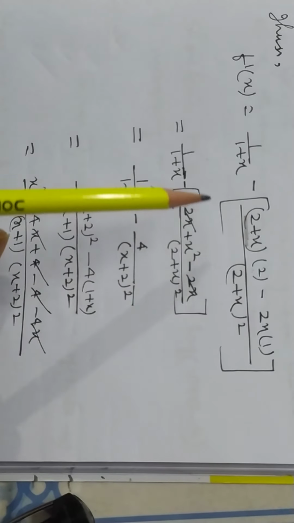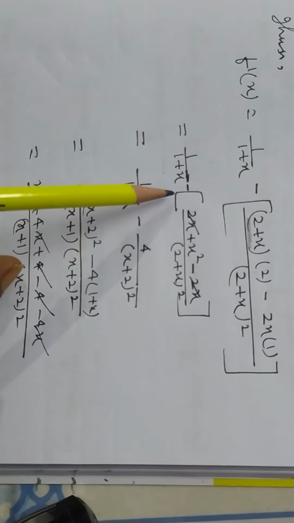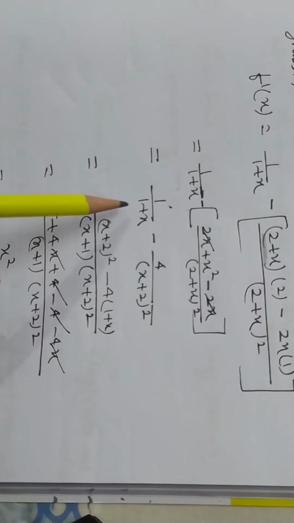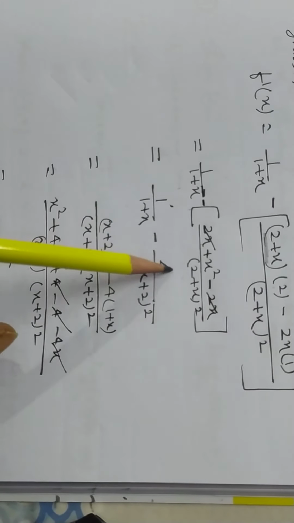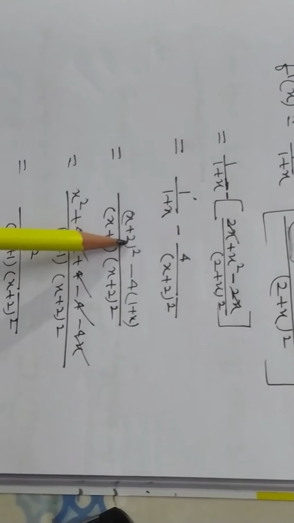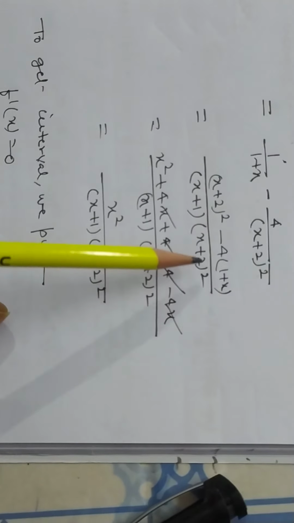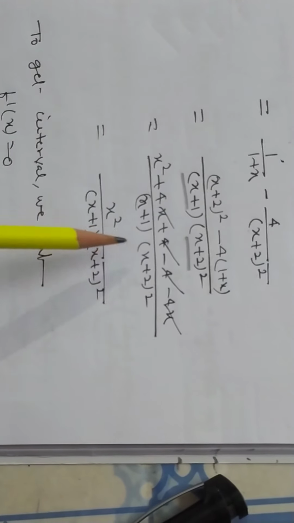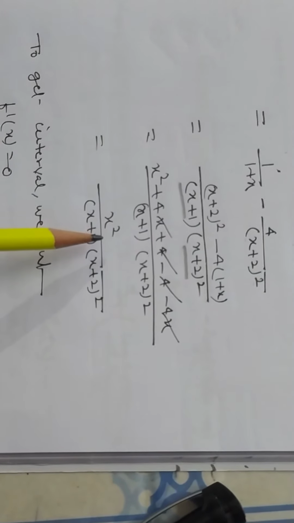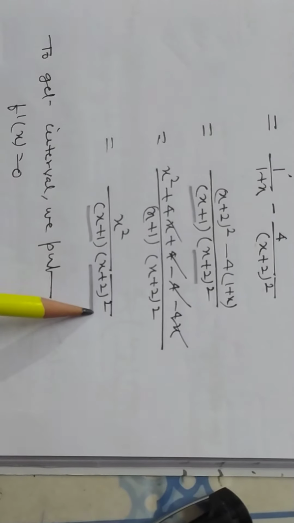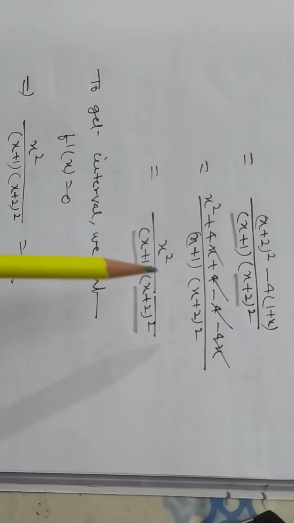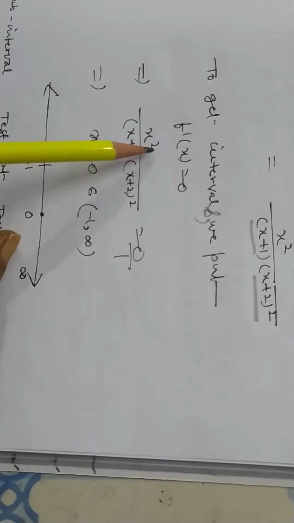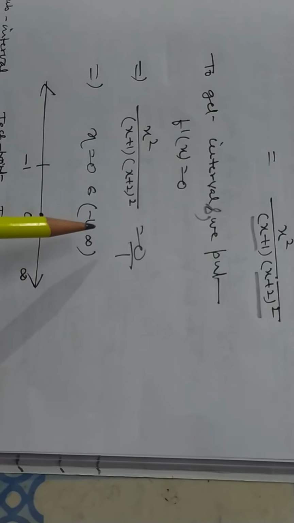And what do we observe? We observe that it will be 1 by 1 plus x minus 4 by x plus 2 whole square. And it will be x plus 2 whole square minus 4 times 1 plus x, divided by x plus 1 into x plus 2 whole square. So my dear student, now after solving this expression we have x square over x plus 1 into x plus 2 whole square. Now to get intervals, we put f dash x is equal to 0, that is x square by x plus 1, x plus 2 whole square is equal to 0.